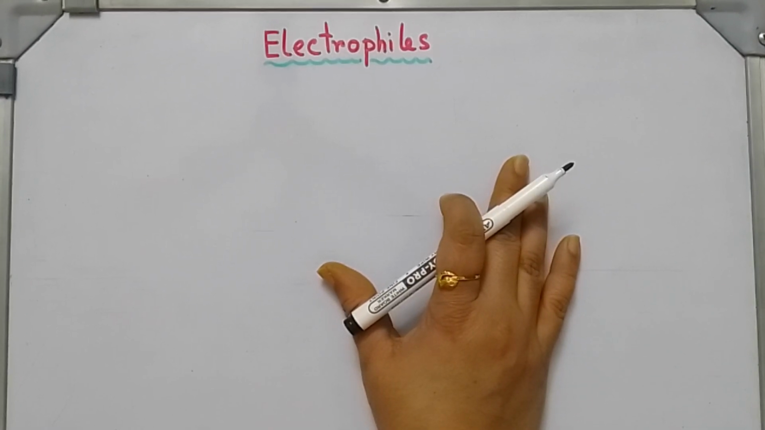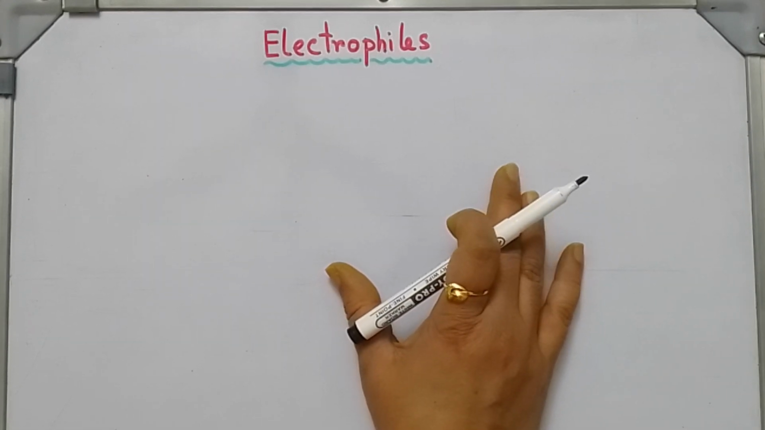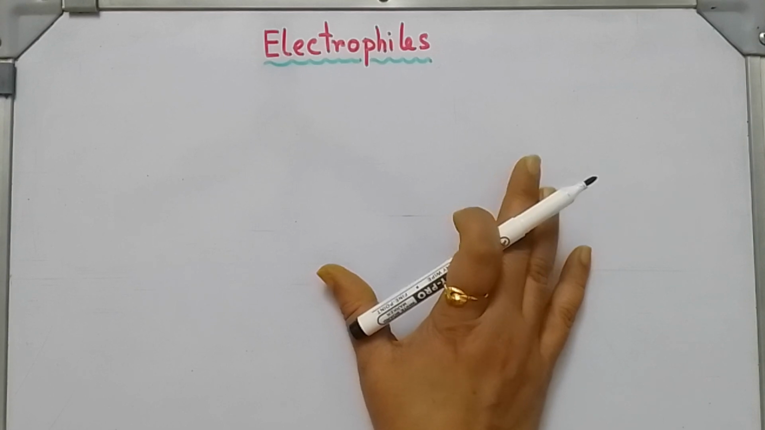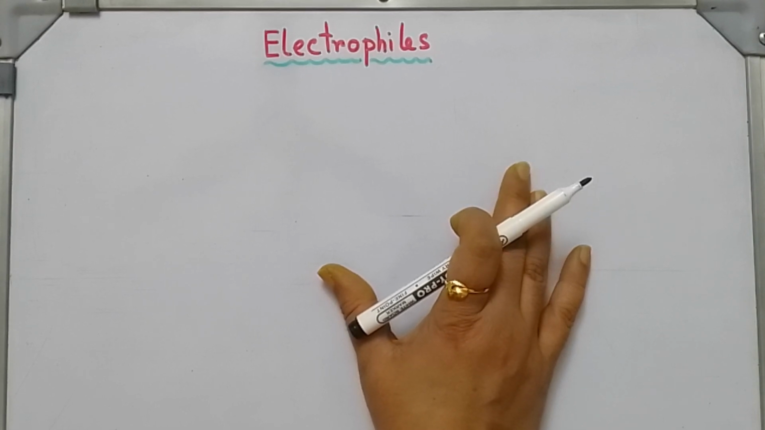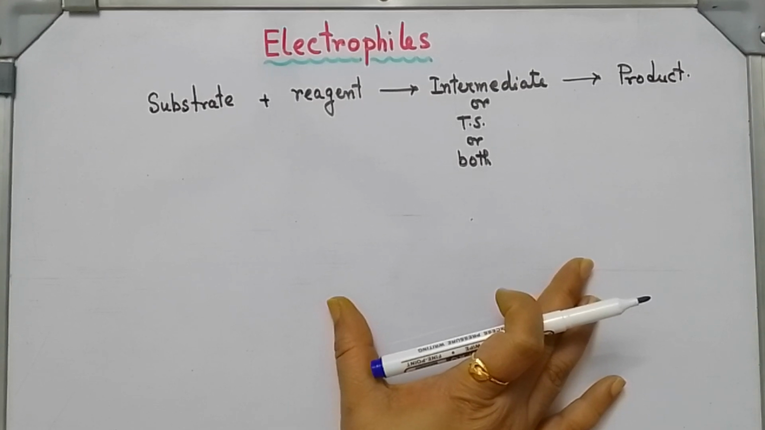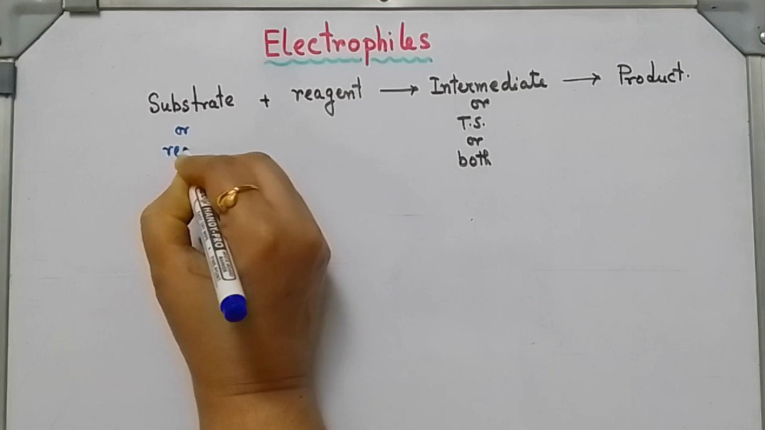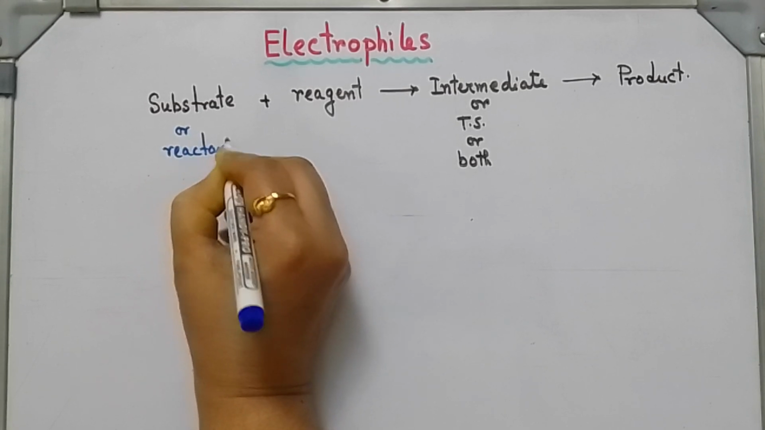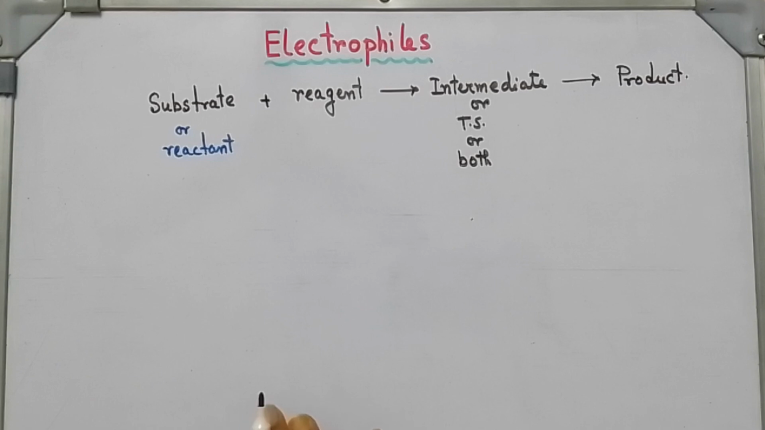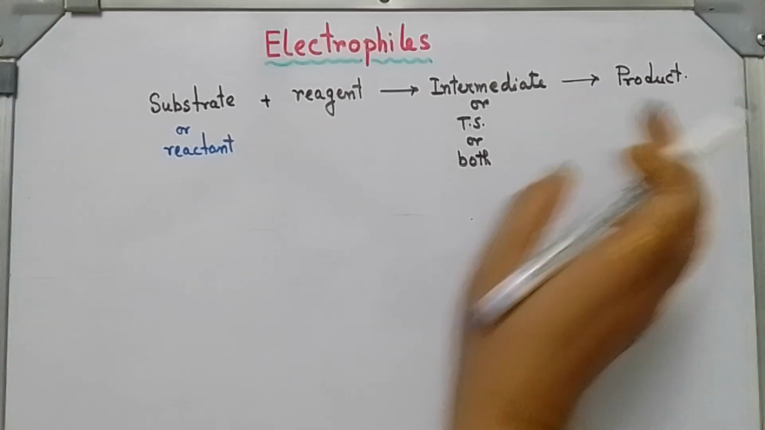In this lecture, I am going to explain some important points on electrophiles and how to decide which species is electrophile and which is not. Now see, in organic chemistry, we have seen substrate or reactant reacts with reagent to form intermediate or transition state or both, and from this we will get product.